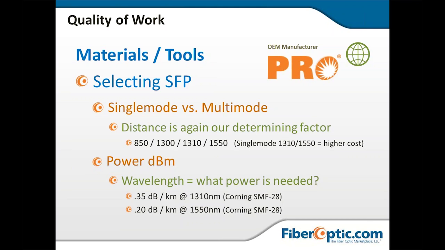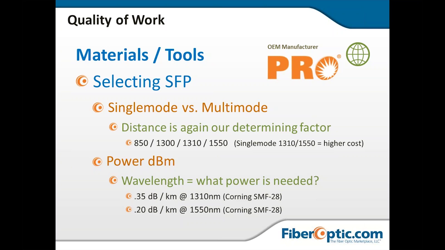How far can I go? Well, you've got to look at your splice locations. You've got to look at the number of connectors that you have. Let's assume a splice is a 0.1 dB loss per splice. Let's assume our connectors are probably about a 0.5 to 0.75, depending on which standard you're going to use.